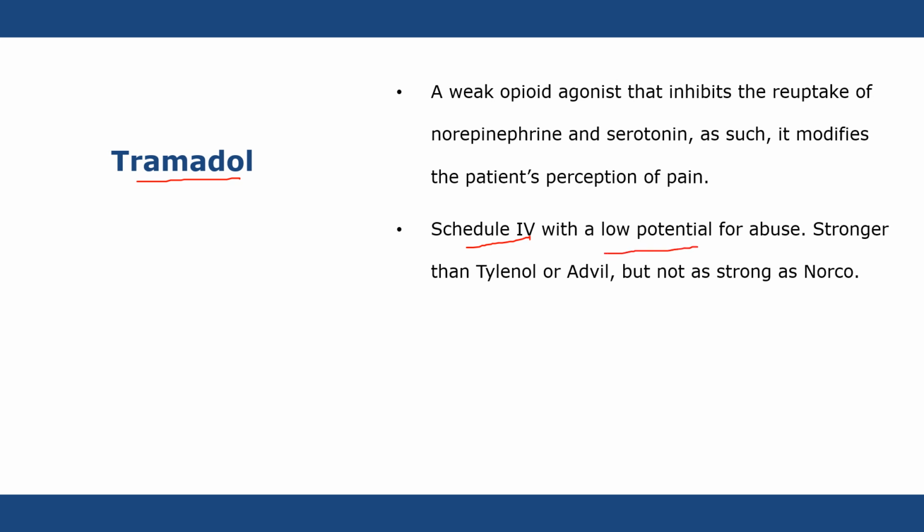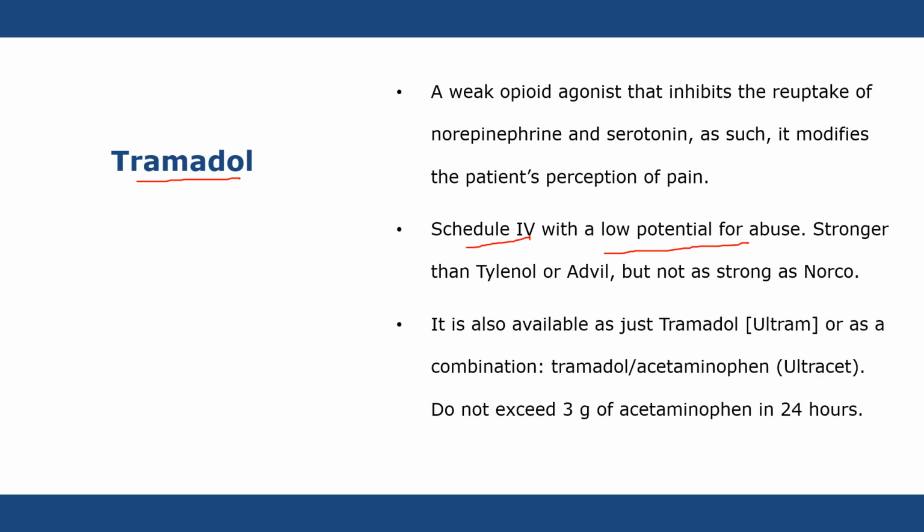So this drug has a low potential for abuse. As I mentioned, it's stronger than Tylenol or Advil, so stronger than your NSAIDs and so forth, but not as strong as a Norco or a morphine. It is also available as a combination. So Ultram is the brand for tramadol, and if you combine tramadol with acetaminophen, you get the name Ultracet. That's the acetaminophen part here.